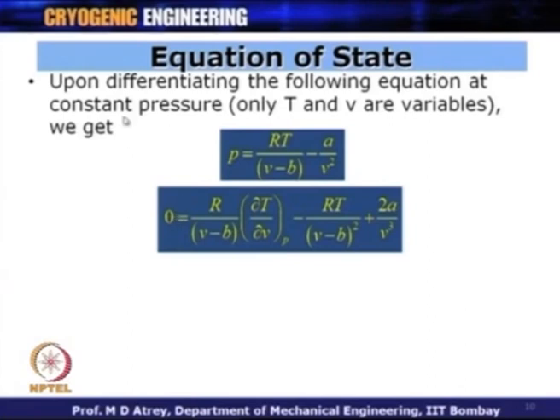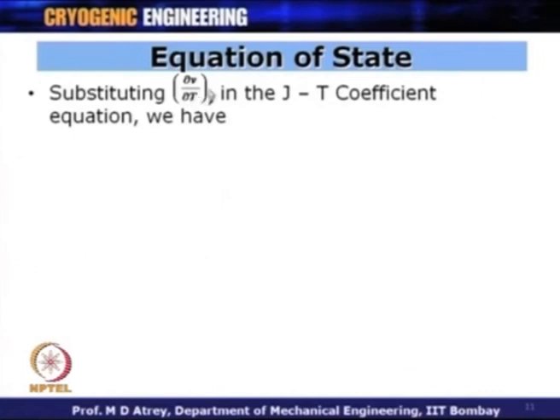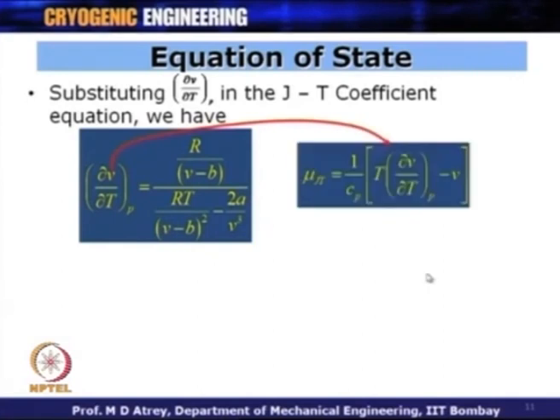This is the most important thing because I would like to put this value in my earlier equation. So, if I get ∂V/∂T at constant pressure, I will substitute it in the J(T) coefficient equation. This is the value and this is my J(T) coefficient equation. So, here I will put this ∂V/∂T at constant pressure from here into this equation, and if I do that for a real gas, what I get is this.